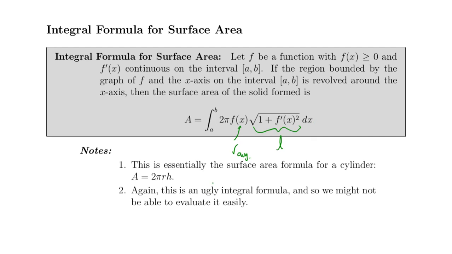Notice that this is essentially just the area formula for a cylinder, though. It's 2 pi r h, where normally we'd say that h is the height. Well, now what we're doing is we're putting it on its side.